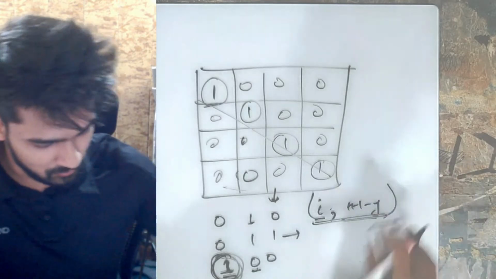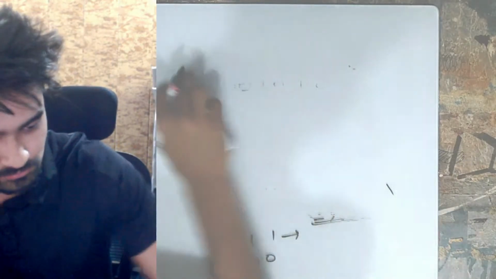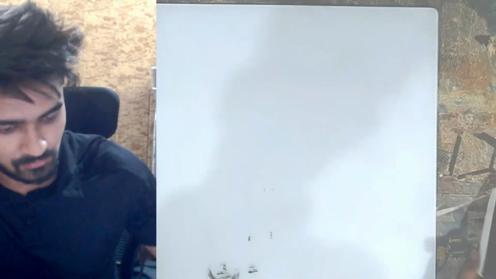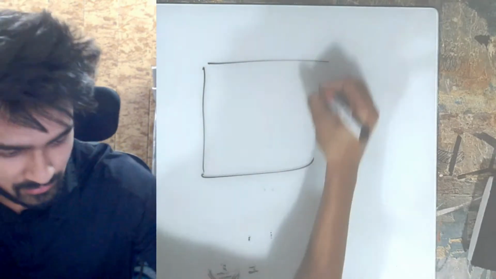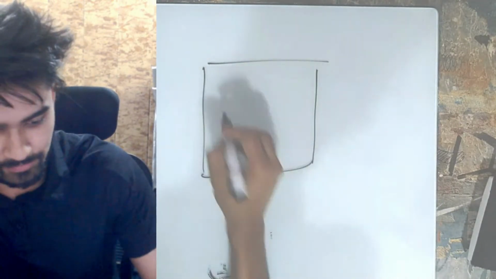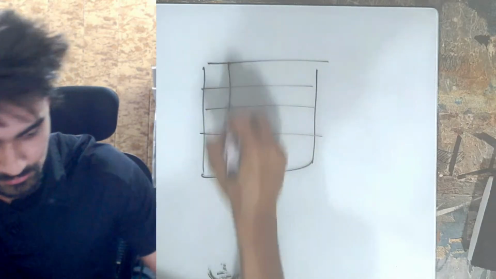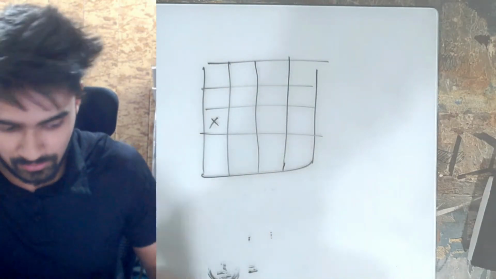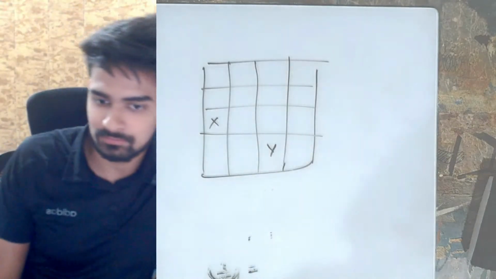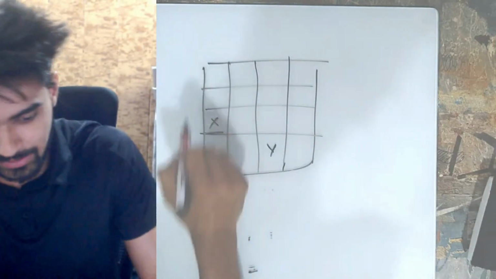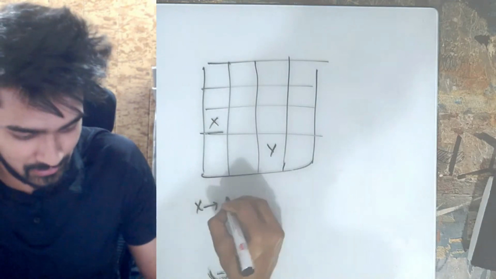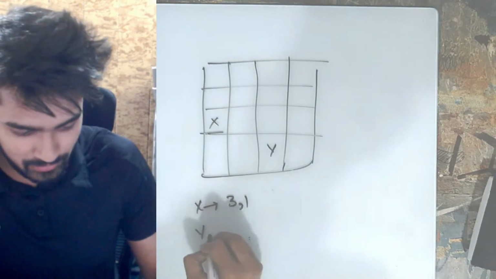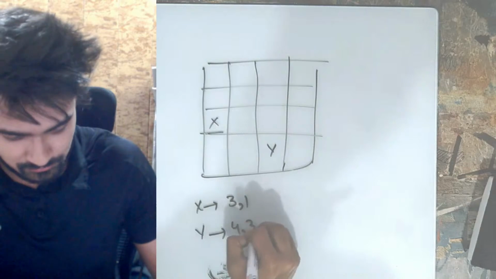Yeah, okay, cool. So let's say this was the matrix that I had. Again 4 by 4 only, let's say, and let's take two elements. Let's take one element here and one element here. This element is present at 3 comma 1, so x is present at 3 comma 1 and y is present at 4 comma 3.